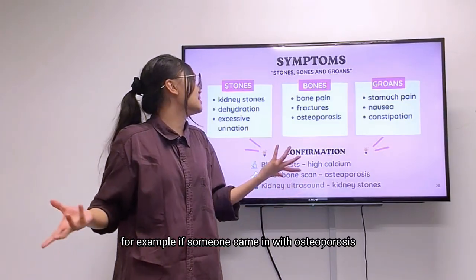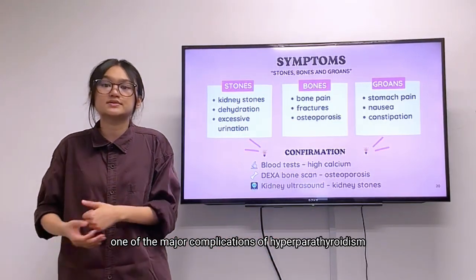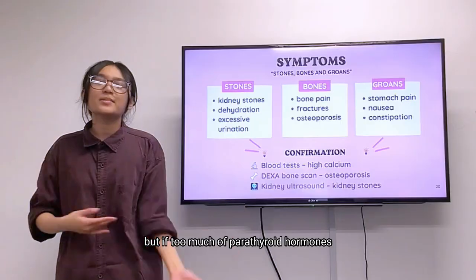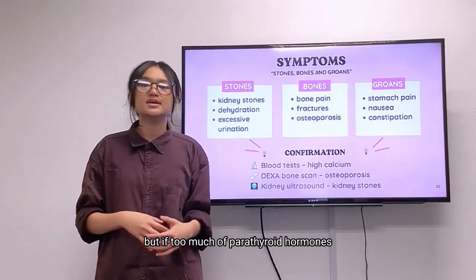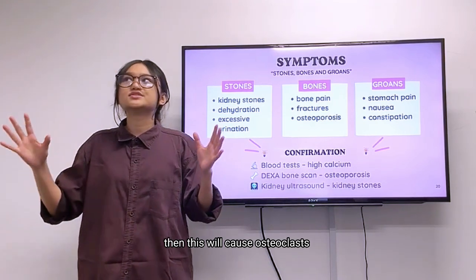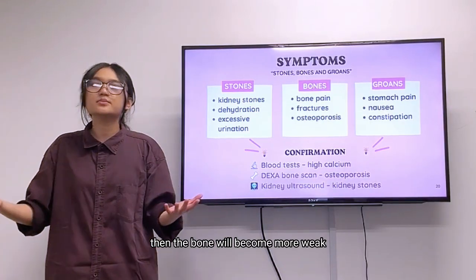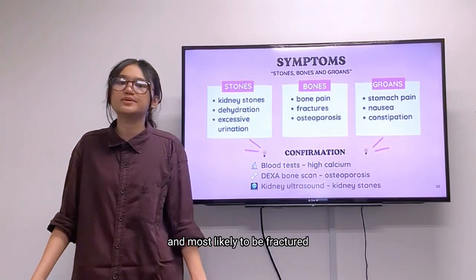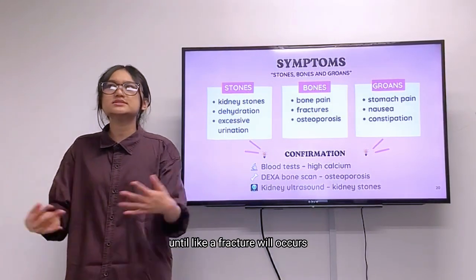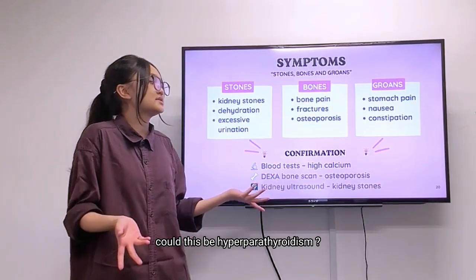So, for example, if someone came in with osteoporosis, one of the major complications of hyperparathyroidism: normally parathyroid hormone regulates calcium levels, right? But if there is too much parathyroid hormone, it tells the bones to release calcium into the blood. This will cause osteoclasts, which are bone-breaking cells, to break down bone too fast. Then the bone will become weaker and more likely to fracture as calcium is removed. Because osteoporosis often has no symptoms until a fracture occurs, maybe we should be thinking, could this be hyperparathyroidism?